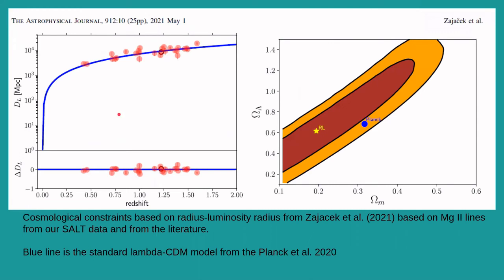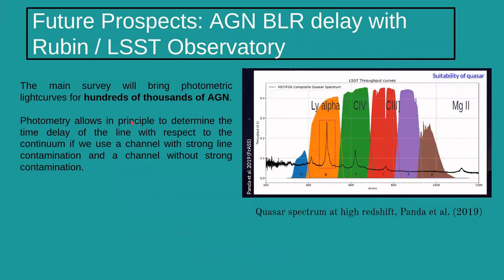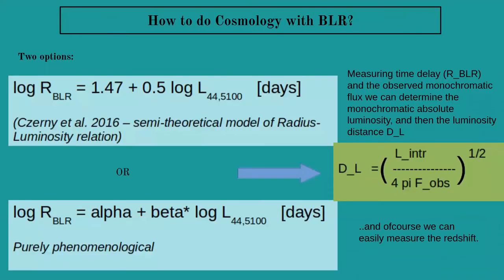Any other question? May I? Sure, please. Raj, if I understand it correctly, please correct me if I'm wrong: from the time delay, you are measuring the radius, and then from that radius, using this relationship, you are getting the luminosity, and using that luminosity, you are calculating DL. The luminosity distance, yes. Okay.